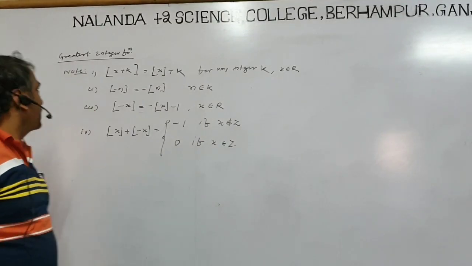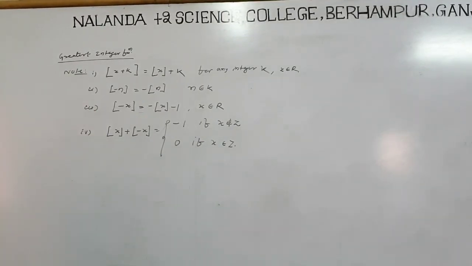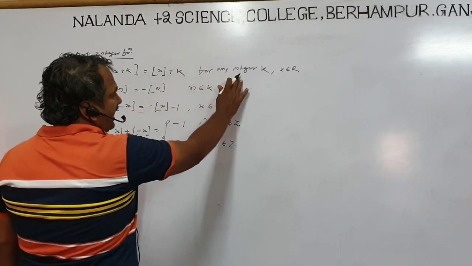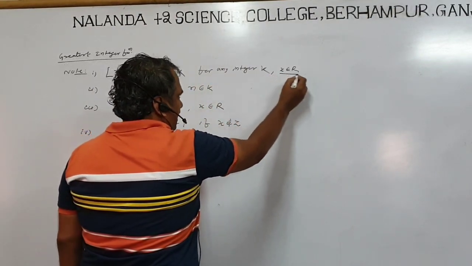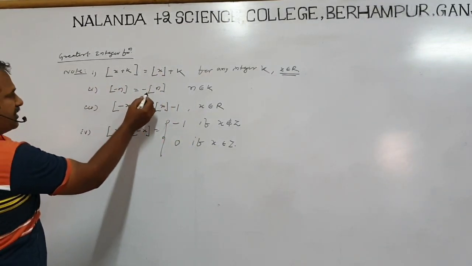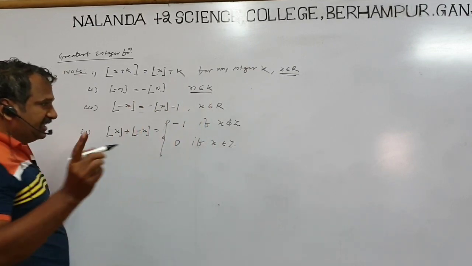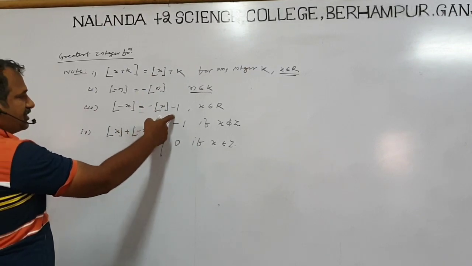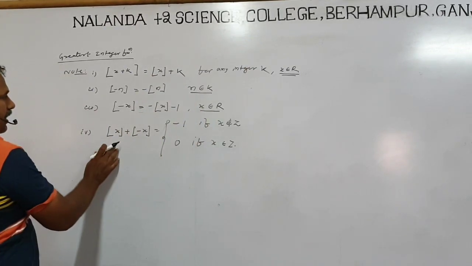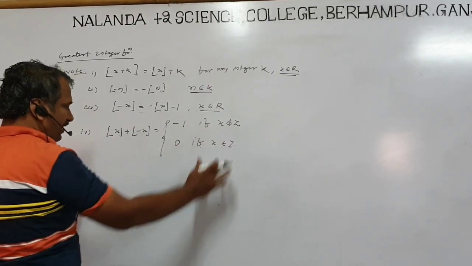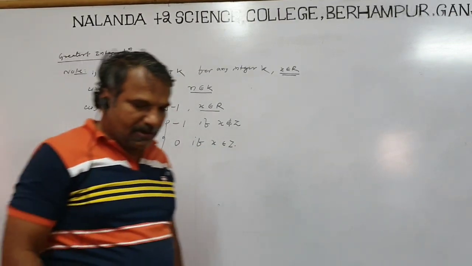Now for the greatest integer function, there are some important tips. The first one is greatest integer of x plus k equals greatest integer of x plus k, for any integer k and x belongs to real number. Now greatest integer of minus n equals minus of greatest integer of n, when n belongs to integer. Greatest integer of minus x equals minus of greatest integer of x minus 1, when x belongs to real number. Greatest integer of x plus greatest integer of minus x equals minus 1 if x does not belong to integer, and 0 if x belongs to integer.